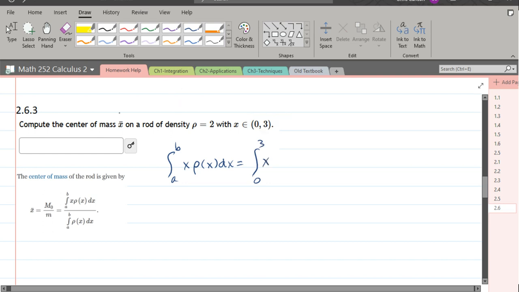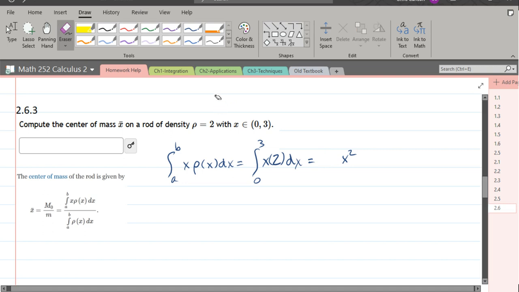Now we have x times, now our rho is just 2, it's just a constant of 2, dx. It's not x squared, it's x times 2. And the antiderivative of x is x squared. Good news is you already had that 2 coefficient, so when you divide by 2, it just cancels it out. So you just have x squared.